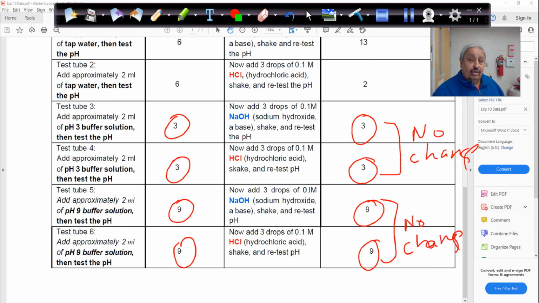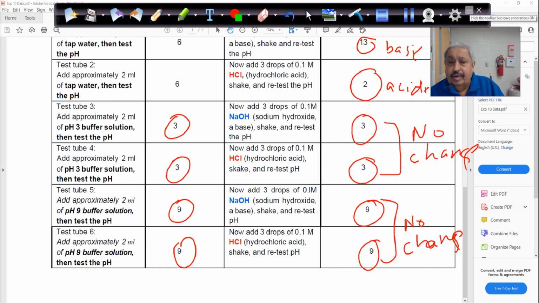The only change is at the tap water. If you add HCl to it, the pH will be acidic. If you add sodium hydroxide, this one will be basic. So this sheet here is already posted for you in the iCollege. Now, any question about this? Any question about this?